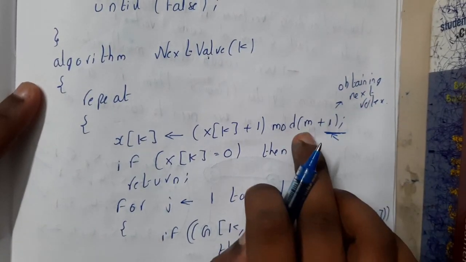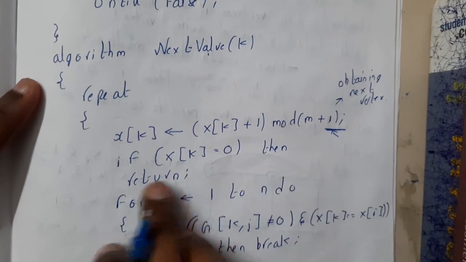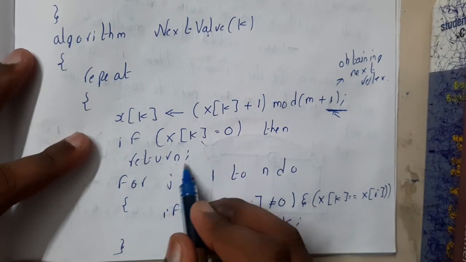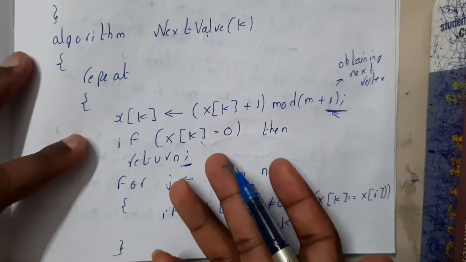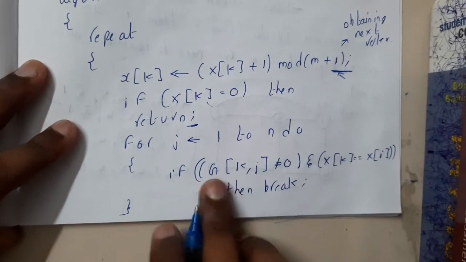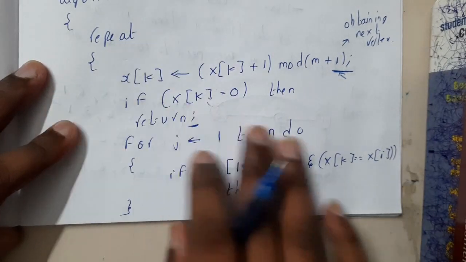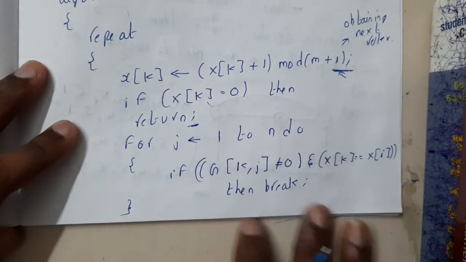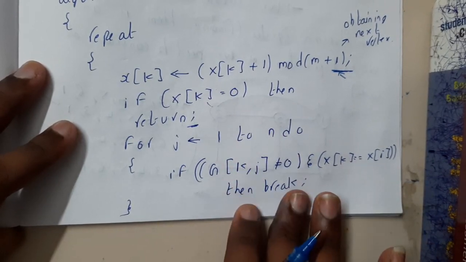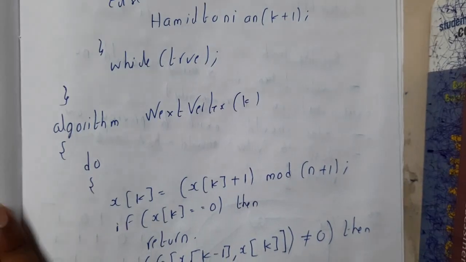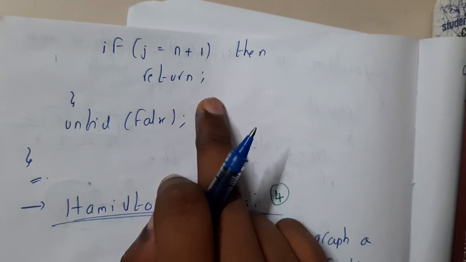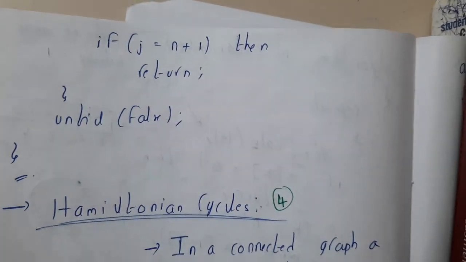Okay, so this will help us to find the next node, guys. Okay, so once you find the next node, if it is not equal to 0, then if it is equal to 0, then you will be returning back because there is no node in that situation. So for j equal to 1 to n, you will be doing a particular operation. Sorry guys, I'm not 100% clear with this algorithm, so that's the reason why I'm just giving you an overview. So you'll be doing some operation and you'll be breaking once the operation is true. Like you can assume that whenever it has reached j equal to n plus 1, then you will again return. Okay, so until false, you'll be continuing this process.